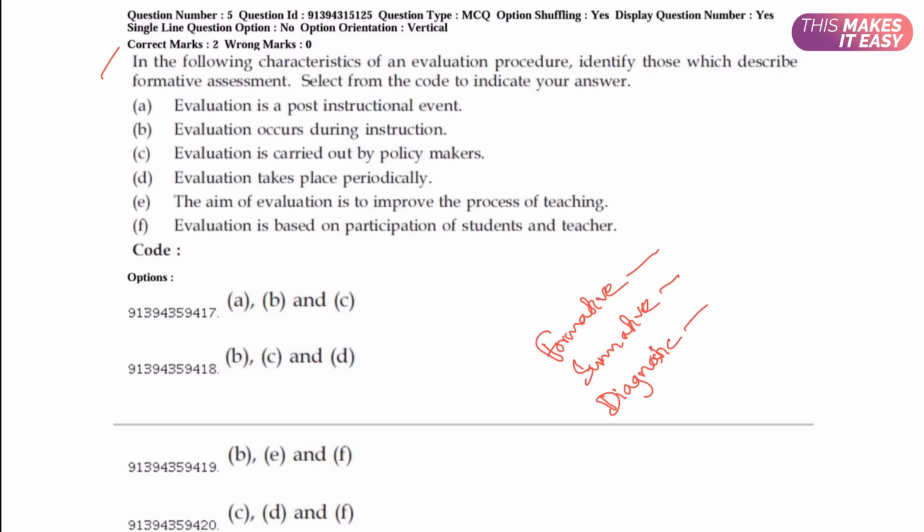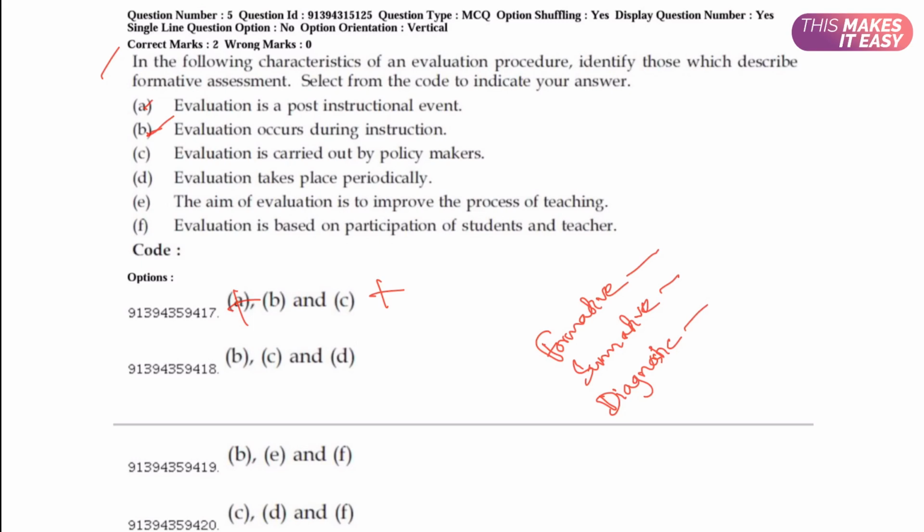First it says that evaluation is a post-instructional event. It is not at all correct according to formative assessment because it is happening during the instruction. So we will knock out all the options which have A. Only the first option has A. In the second statement it says that evaluation occurs during the instruction. That is correct, so let it be there.